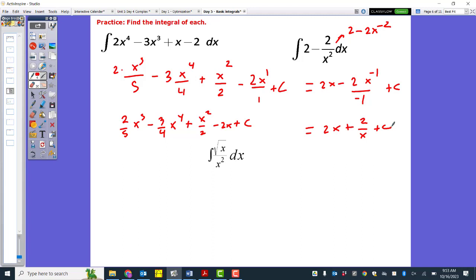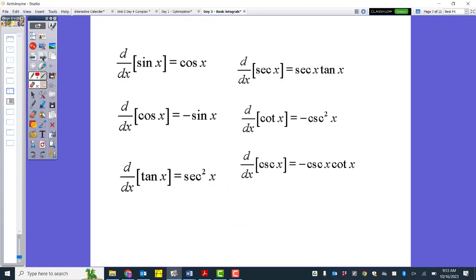Or we have ones like this, where we can simplify first. So it's going to be the integral of, that's x to the 1/2 over x squared, so x to the negative 3/2. And so add 1 to the exponent, x to the negative 1/2, divide by our new exponent, divide by negative 1/2, which gives us negative 2 over the square root of x plus c. Once again, this is a function we do not need to rationalize, so there's no reason to multiply by the root x over root x.